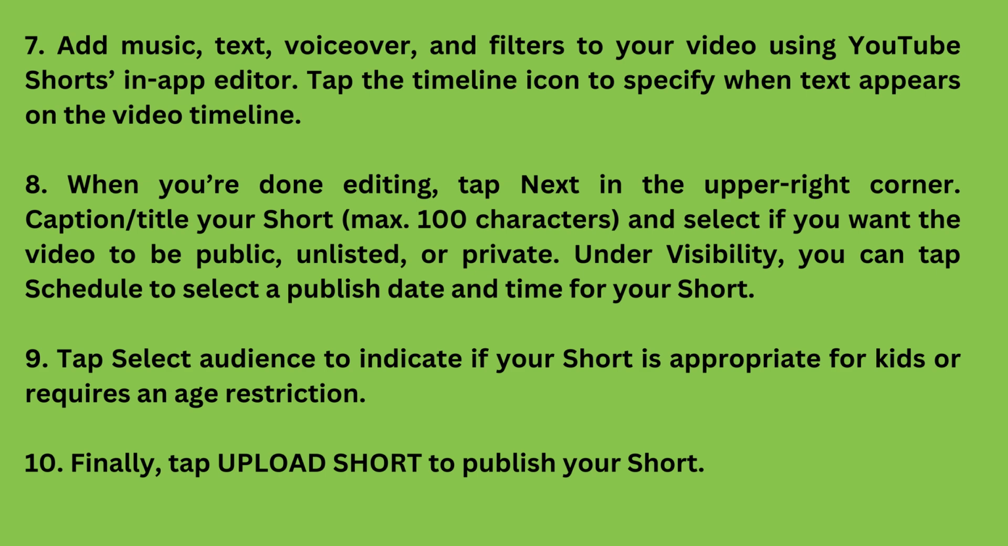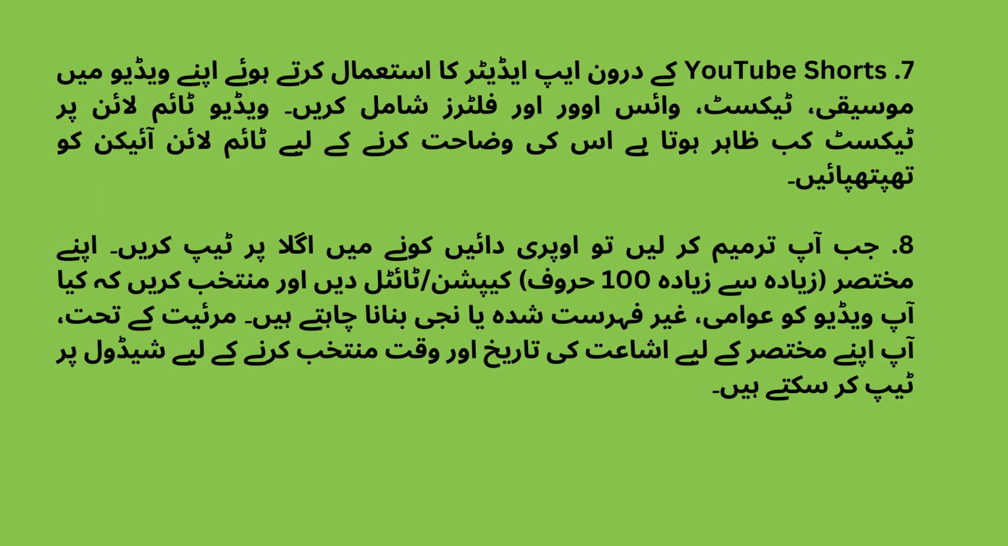7. Add music, text, voiceover, and filters to your video using YouTube Shorts in-app editor. Tap the timeline icon to specify when text appears on the video timeline. 8. When you're done editing, tap Next in the upper right corner. Caption title your short, max 100 characters, and select if you want the video to be public, unlisted, or private. Under Visibility, you can tap Schedule to select a publish date and time for your short.